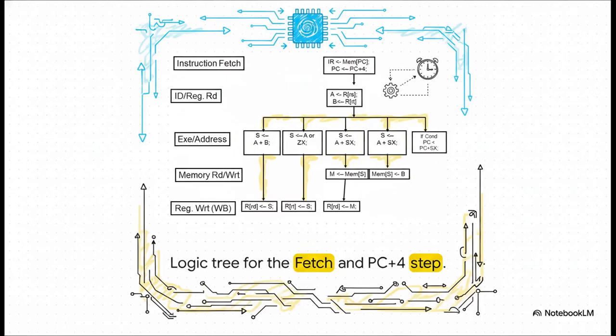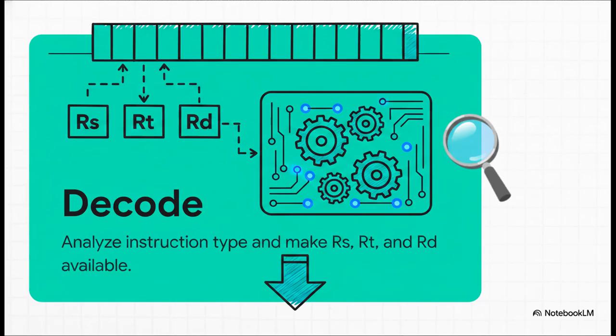Picturing this exact logic flow, starting with the fetch step at the very top, the instruction being pulled from memory happens in perfect lockstep with the program counter updating itself. It's perfectly synced. Once fetched, the processor passes the instruction to Stage 2, which is decode. Here, the processor analyzes the instruction to figure out exactly what it's being asked to do. It breaks those 32 bits apart to find the exact source and destination registers, known as RS, RT and RD, needed to actually pull the operation off.